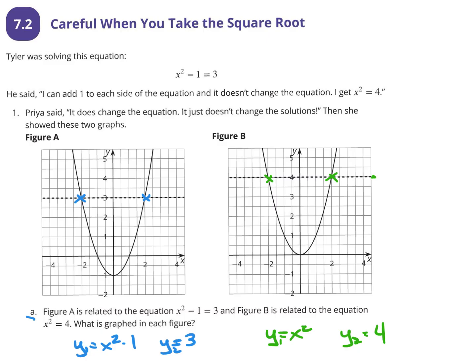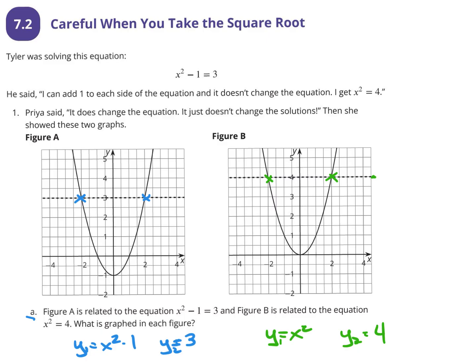It changes the graph and the solutions if you add one to both sides, because there are two separate equations that have been set equal to one another, so you can find the points of intersections. And you can tell by looking at the graph they intersect in different points. Other than that, it's not much to this problem.